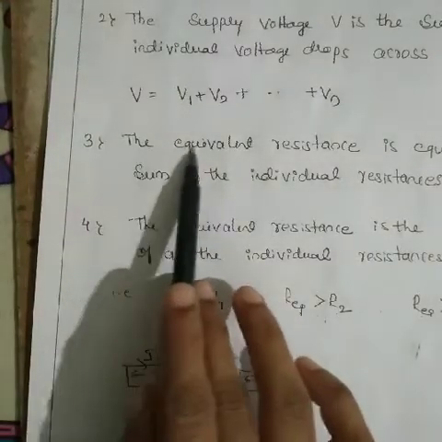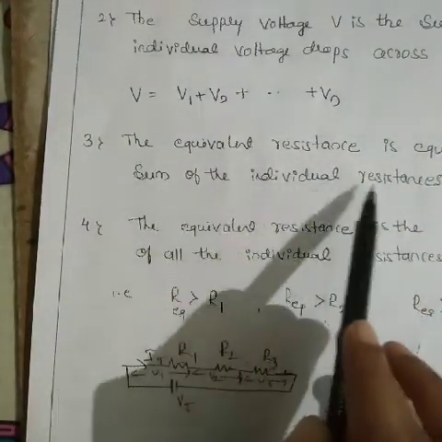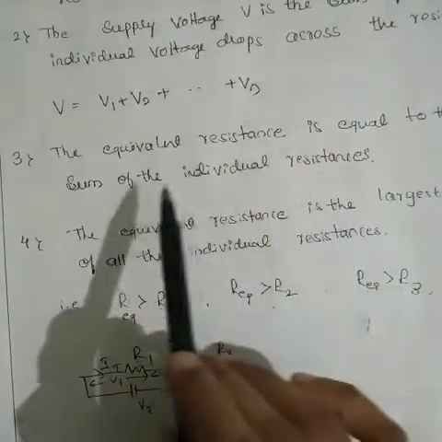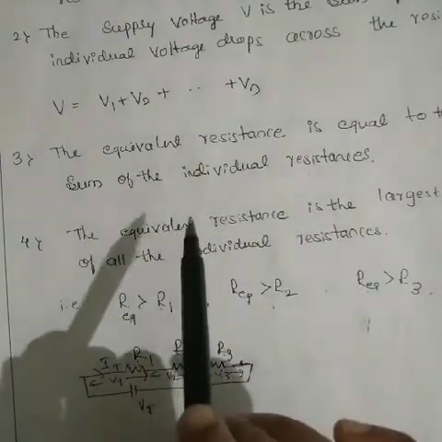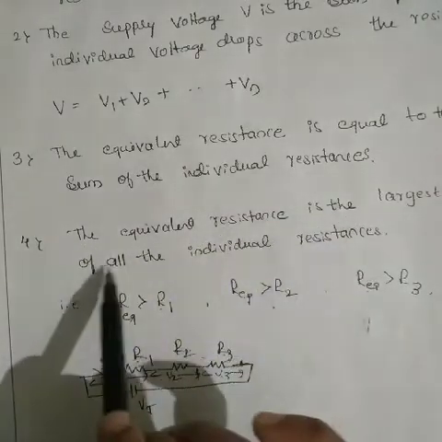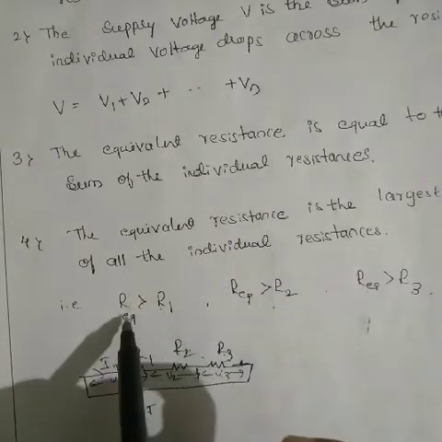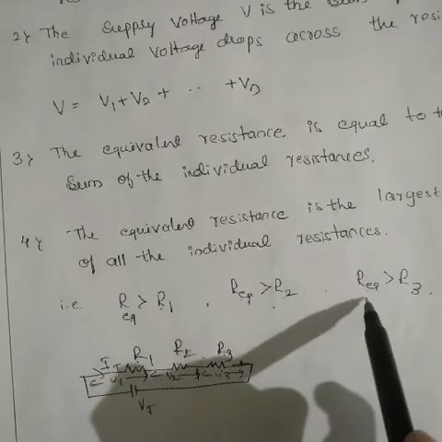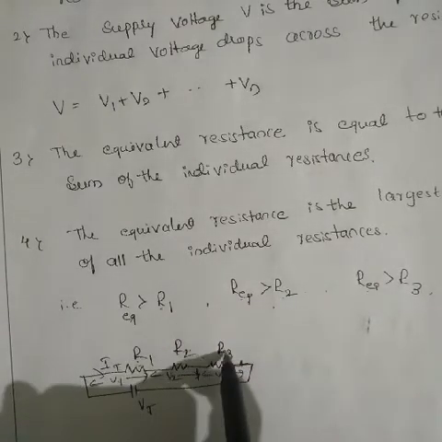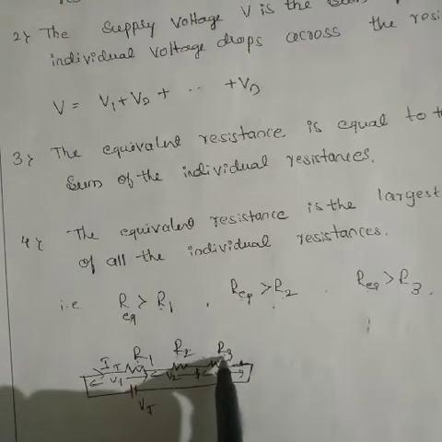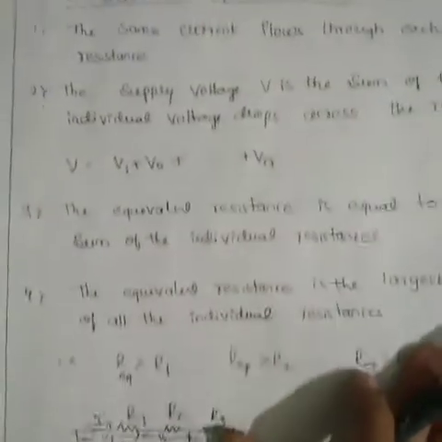Then third one, the equivalent resistance is equal to the sum of individual resistances. The equivalent resistance means RT. RT is equal to R1 plus R2 plus R3. Then fourth, the equivalent resistance is largest of all individual resistances. The equivalent, meaning RT, is always greater than R1, RT is always greater than R2, RT is always greater than R3. These are the 4 characteristics of series electric circuits.